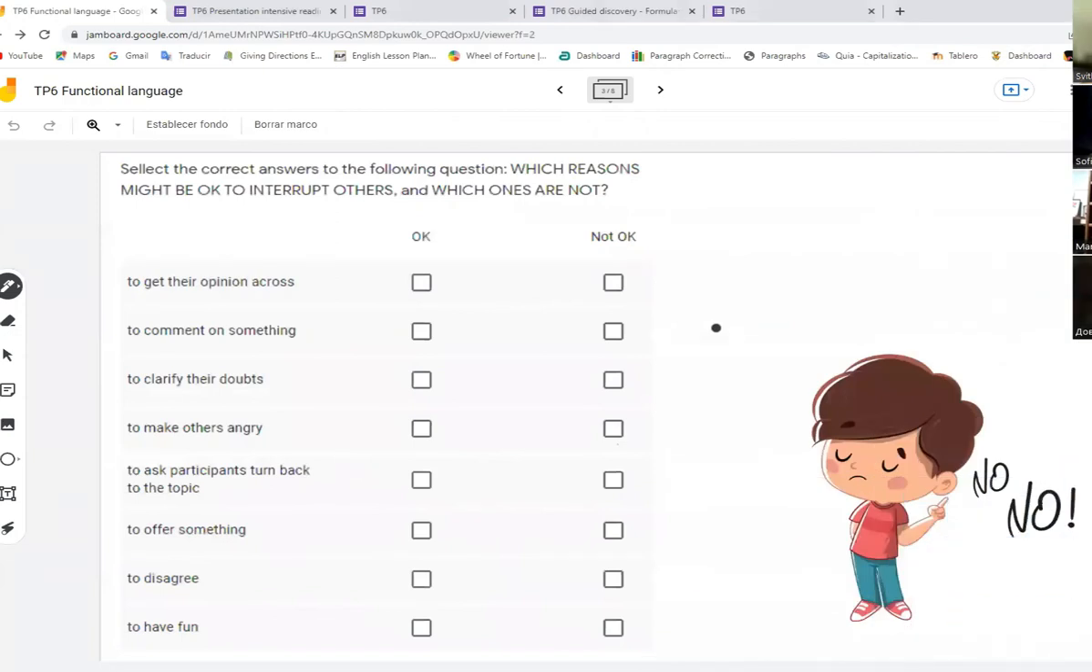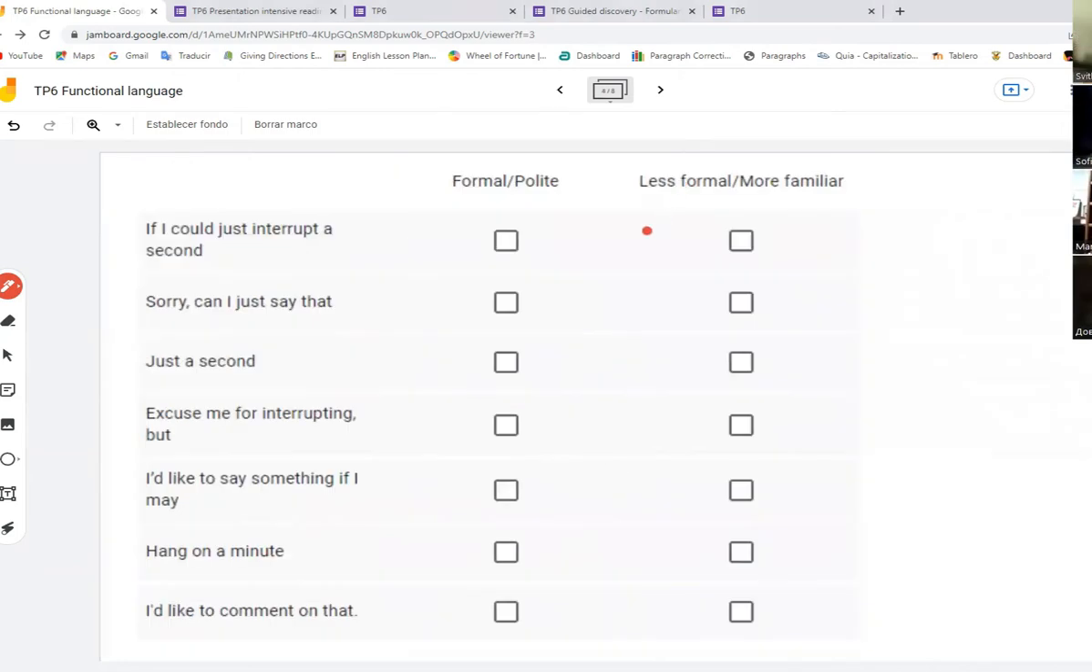And not formal is only. Which one is not okay? So which reasons might be not okay? I think there are just some. Margot, which ones you selected that are not okay? Not okay is only to make others angry and to have fun. And it's not polite, I think. It's not polite. Thank you for giving a reason why it is not okay. Which one is less polite? Sophia, of course. Yeah, okay, so not polite are sorry, can I just say that? It's like less polite. And then also just a second and hang on a minute.